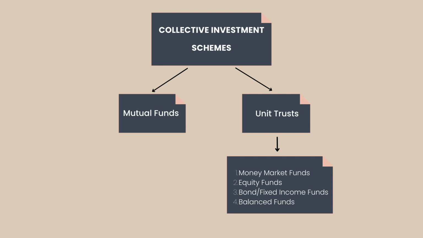As shown in the flow chart, there are three types of unit trust. Money market funds, which are the most common type of unit trust in Kenya. Equity funds, these primarily invest in shares or stocks. Then there are bonds and fixed income funds, and these primarily invest in government bonds. And finally, we have balanced funds, which primarily invest in both shares and bonds. They are a balanced fund, as the name suggests.